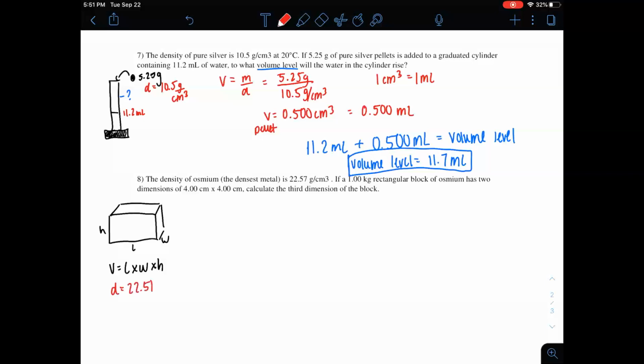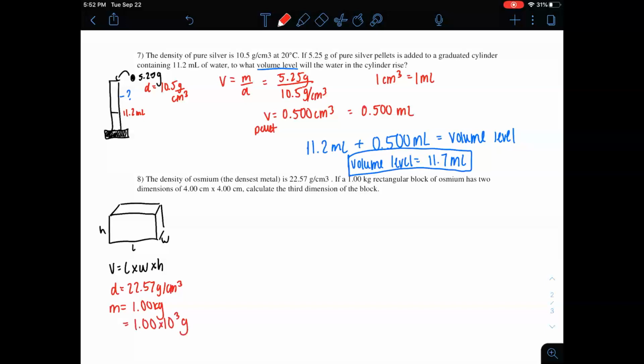of 22.57 grams per centimeter cubed. And one more thing, I'm given my mass here of 1.00 kilograms. Now, I need to figure out what my volume is going to be based on density and mass. But before I can do that, notice that my mass unit is in kilograms. So I actually have to convert that to grams, which is pretty easy. It's just times 10 to the third grams.